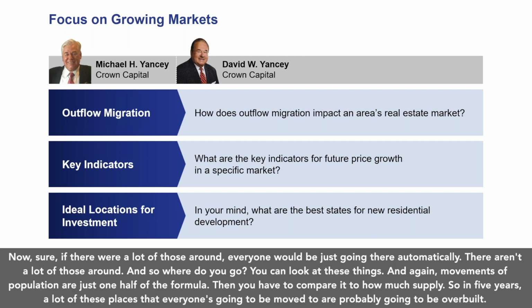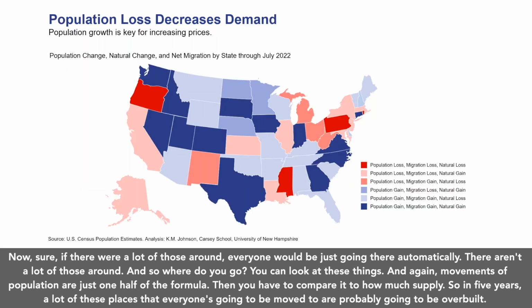Now, if there were a lot of those around, everyone would be going there automatically. There aren't a lot of those around. And so where do you go? You can look at these things. And again, movements of population are just one half of the formula. Then you have to compare to how much supply.